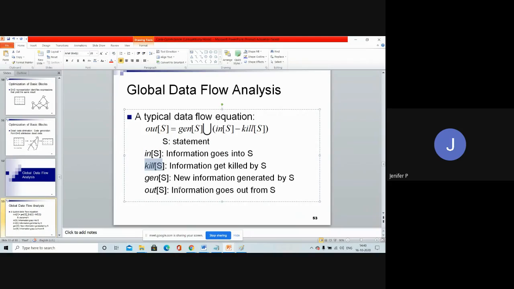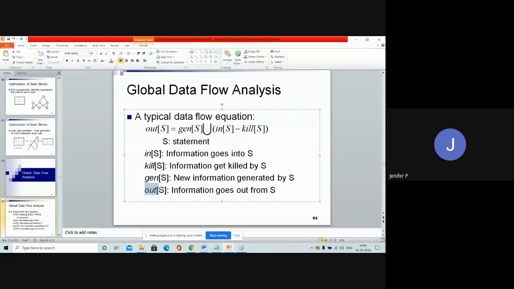Kill of S represents the information that is killed at the exit of the statement. If there is a previous value of B, and in the next statement B equal to A plus B, what happens? The value of B changes. The previous B value has been killed, right? That is kill of S. And gen of S represents the new value or new information you got by executing that statement. That is gen of S.